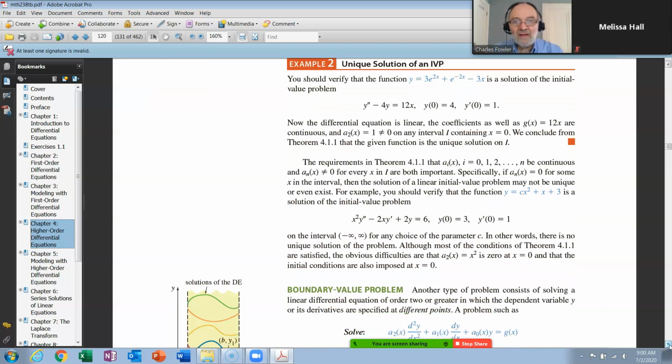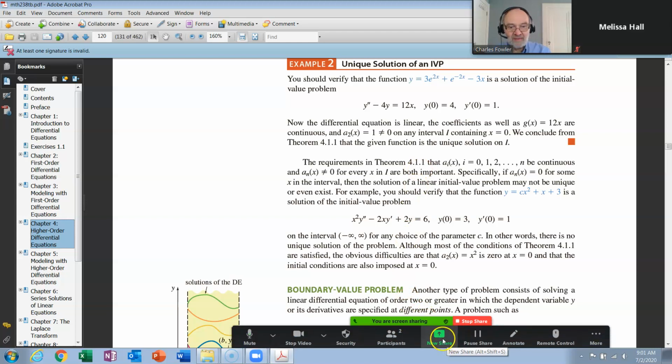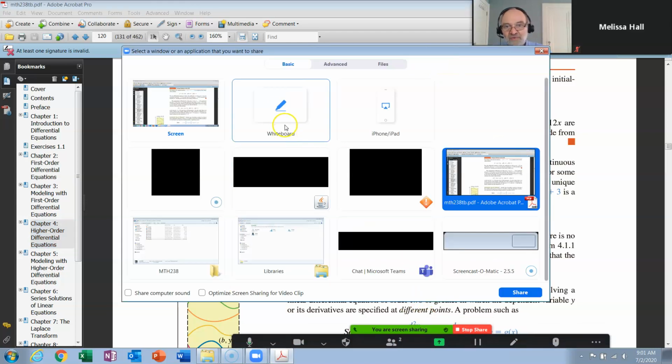All right. Now it says you should verify that y is equal to 3e to the 2x plus e to the minus 2x minus 3x is a solution for this initial value problem: y double prime minus 4y equal 12x, when y of 0 is 4 and y prime of 0 is 1. Okay, they said verify it. Let's go verify it.